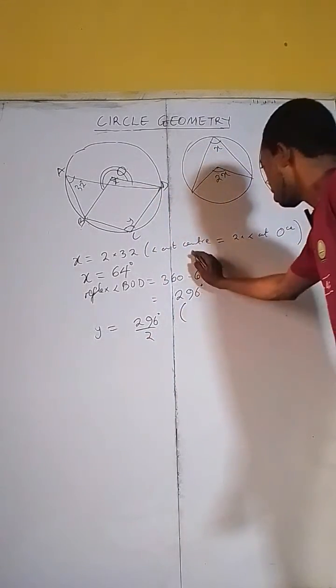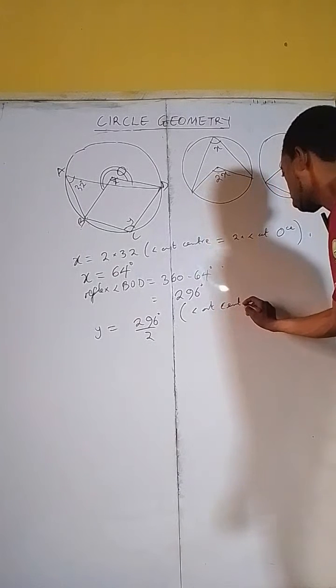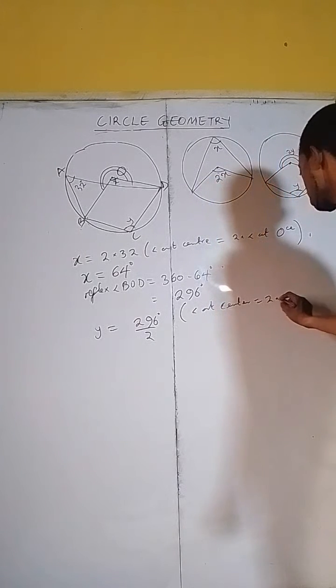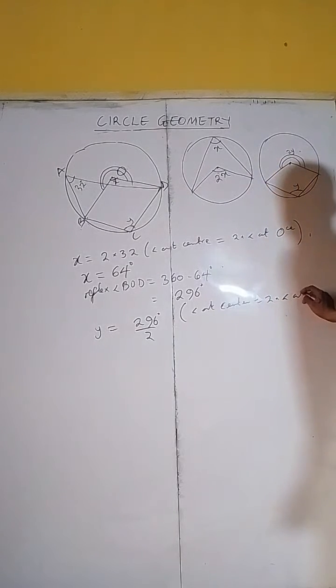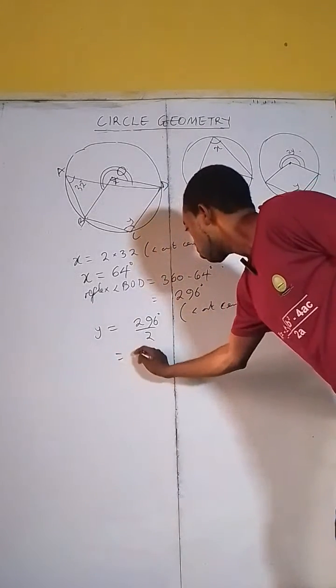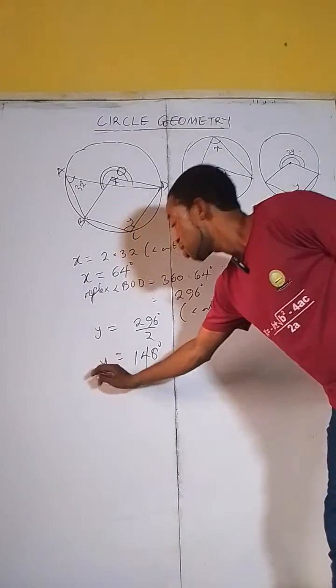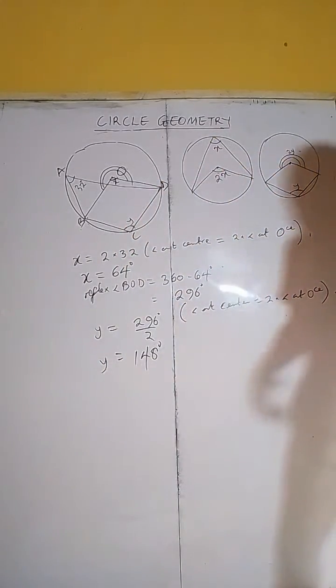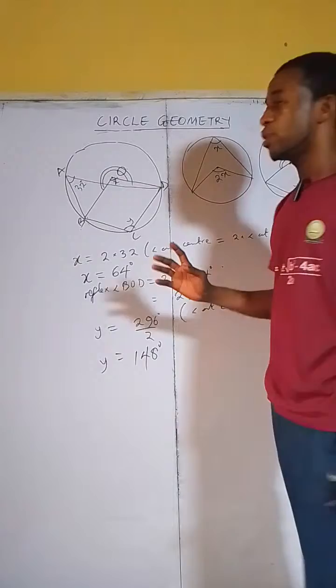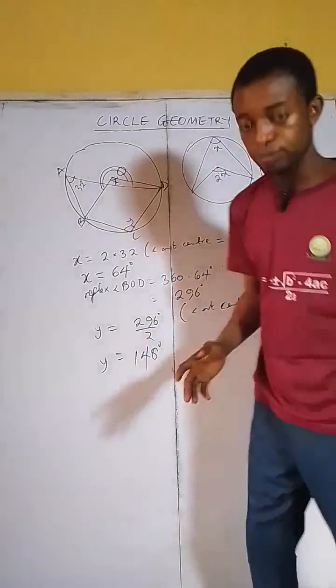It's still the same reason: angle at center is equal to 2 times angle at circumference. Same reason. Then that gives us 148 degrees. So that is it. So that is how to handle problems using theorem 1. So we still have another one from here.